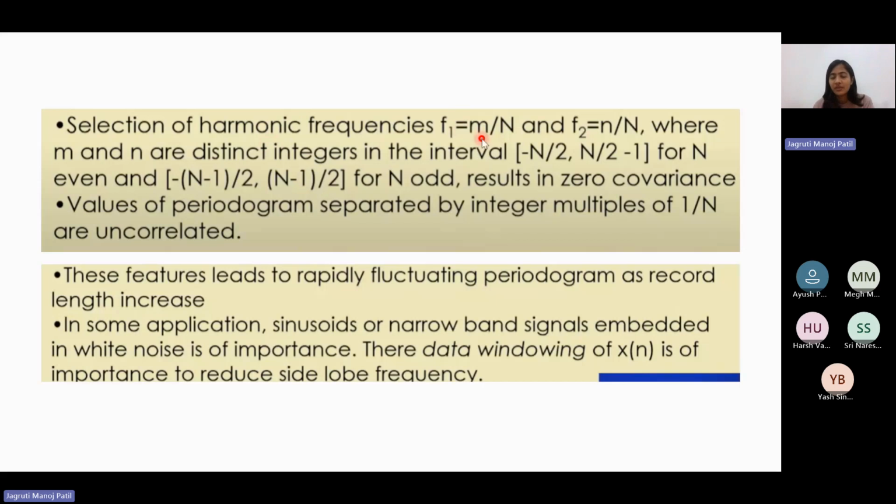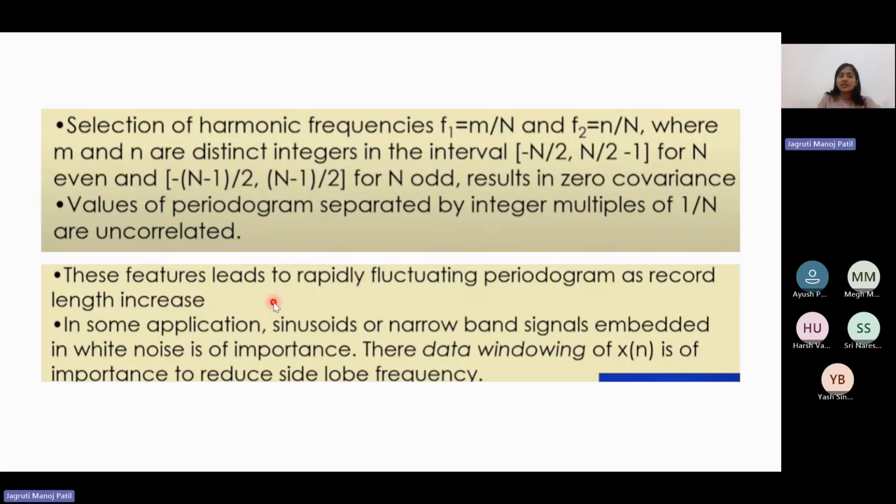So if you have two different frequencies, say some integer m by the total duration, and another integer n by the total duration, where these are two distinct ones in this particular frequency range, whether it's for even or for odd, it would essentially result in zero covariance, and the values are uncorrelated. Since they are uncorrelated, we know that at different frequency points we don't have data that is related to each other, because it's independent of this point. So essentially we'll have everything as zero.